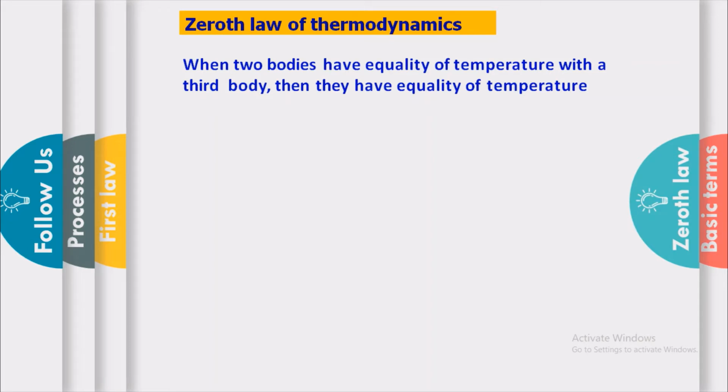This law implies that some property must be the same for the three systems, and this property is temperature. Thus this law is the basis for temperature measurement. Equality of temperature is a necessary and sufficient condition for thermal equilibrium, that is, no transfer of heat.